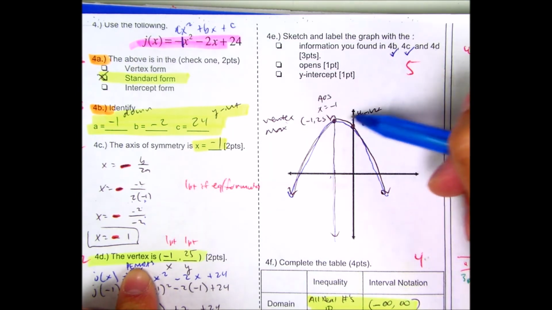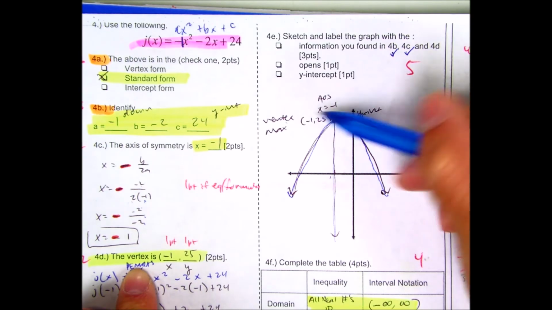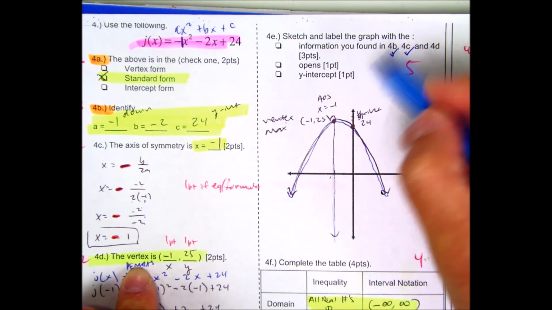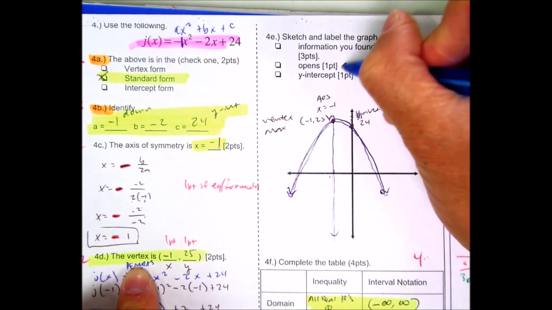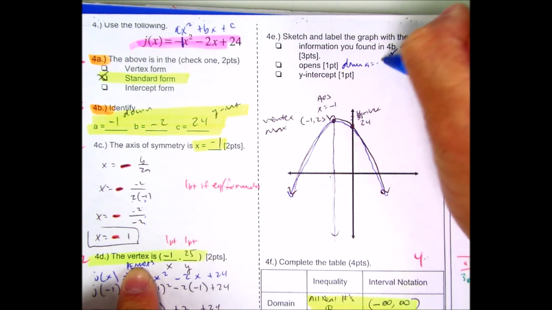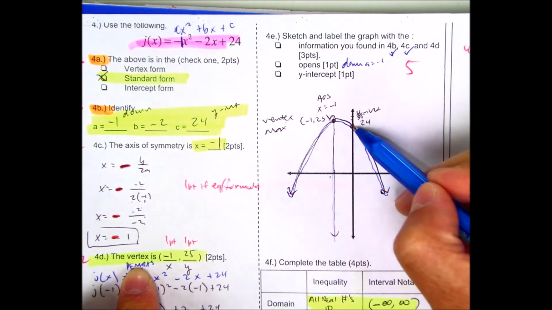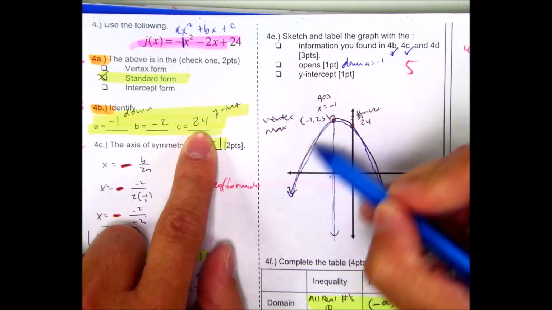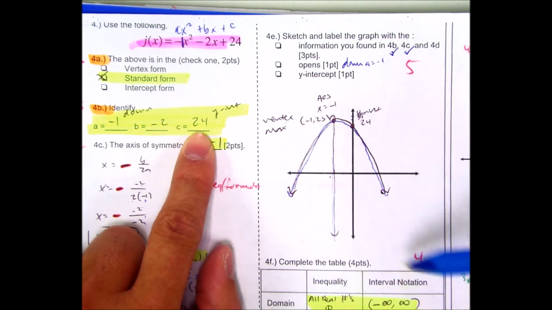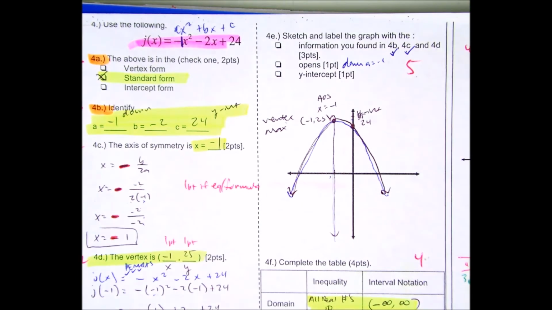Now think about this on the y-axis. 25 is higher than 24, so this is the highest point. That's why it's called the maximum. It opens down because your A value is -1, and the y-intercept goes through 24 because of your C value. And this is your graph. That one is out of 5 points.